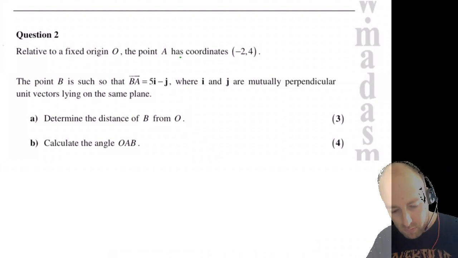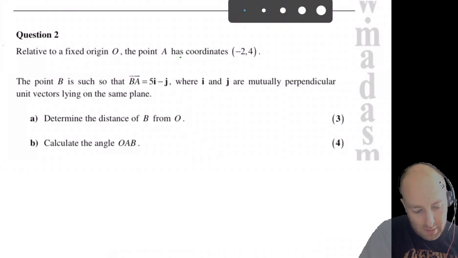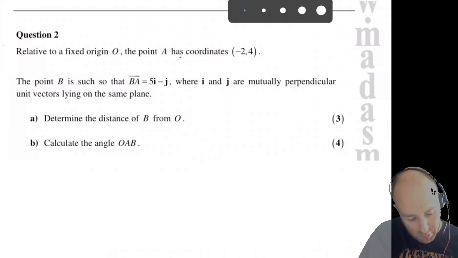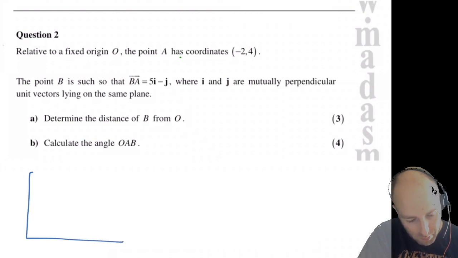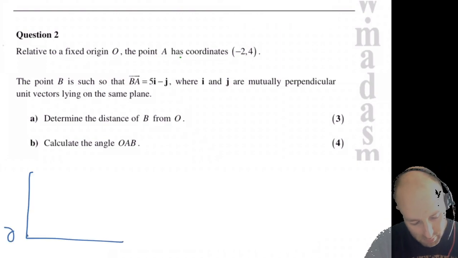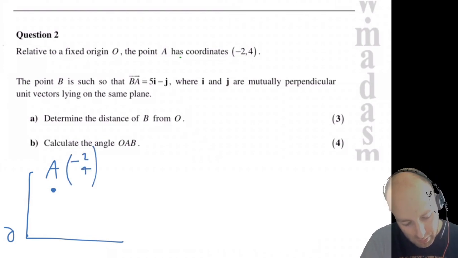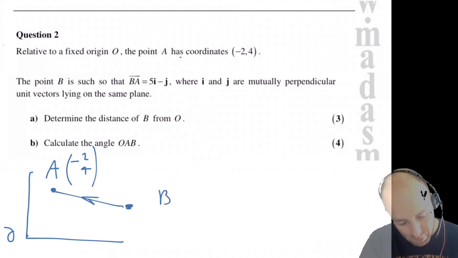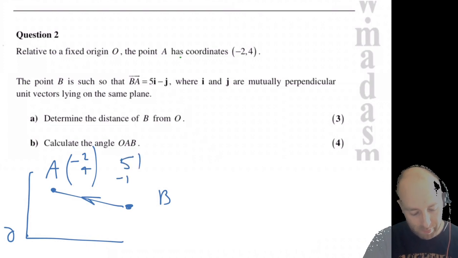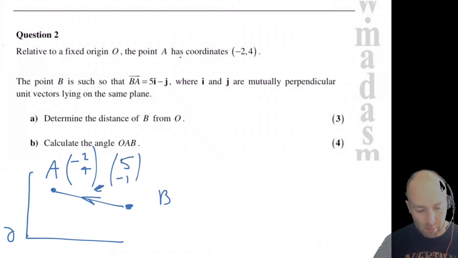Cool. So as I said before, with vectors, always sketch them. So we got relative to an origin, there's O. We've got A. I know this is the wrong place for A, I don't care. A has coordinates -2, 4. Okay, point B over here. And we know that B to A is 5 minus 1. Oh, and they're mutually perpendicular unit vectors, i and j. Okay, cool. Well, that's all that tells us is i and j. Right, determine the distance of B from the origin.